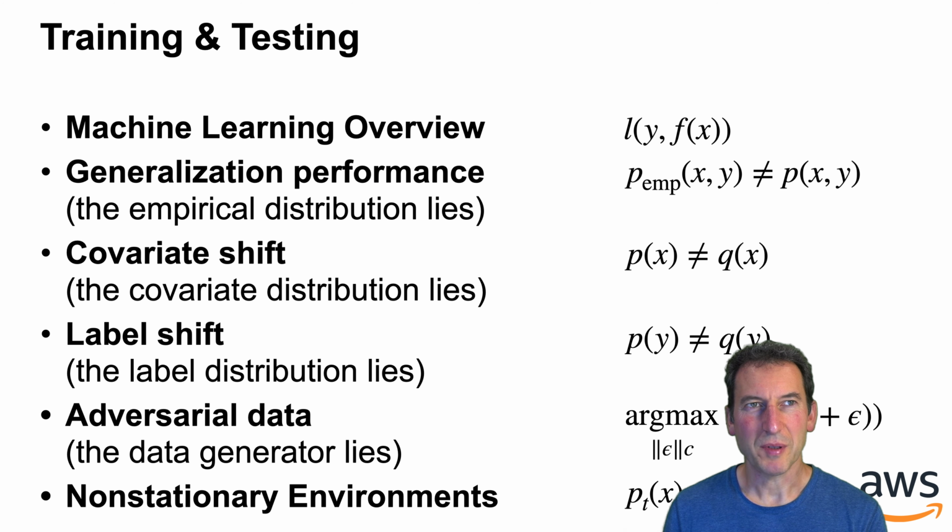Let's get started with the basics. So, of course, the first thing that you need is a loss function that you can optimize. And then, after we've done this, we look a little bit at generalization performance and why this matters, and cross-validation and related things. And we'll talk about covariate shift, label shift, adversarial data, and non-stationary environments.